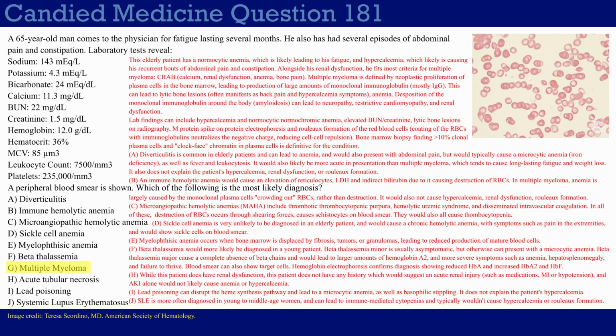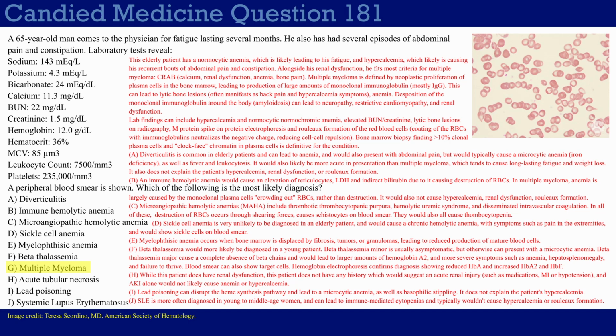Choice I, lead poisoning. Lead poisoning can of course disrupt the heme synthesis pathway, specifically ALA dehydratase, which converts delta aminolevulinic acid into porphobilinogen, as well as ferrochelatase, which is the final step, which converts protoporphyrin 9 into heme. I don't want to obsess too much over the heme synthesis pathway right now. Just know that lead poisoning can disrupt the heme synthesis pathway at the beginning and at the end, essentially. And that leads to a microcytic anemia.